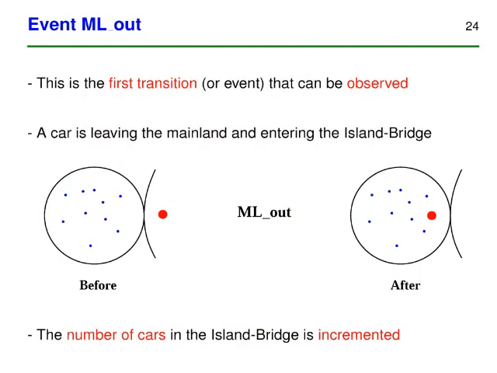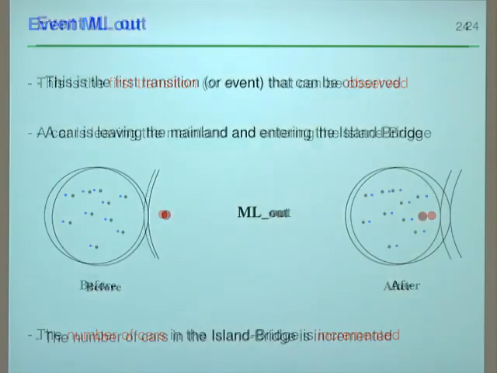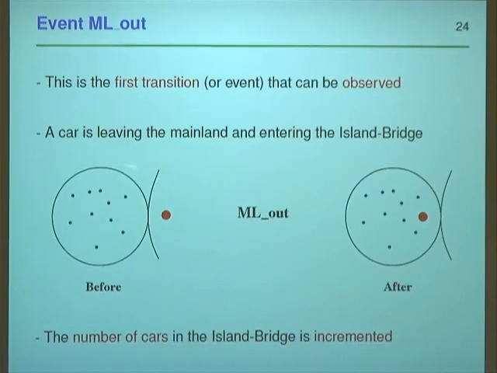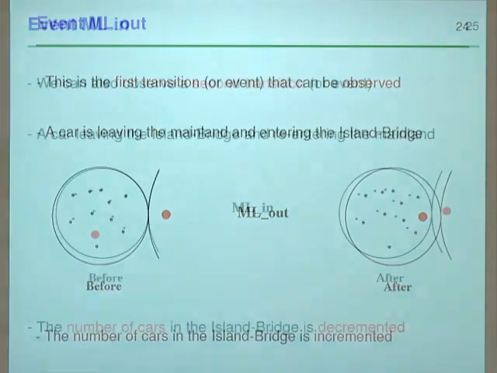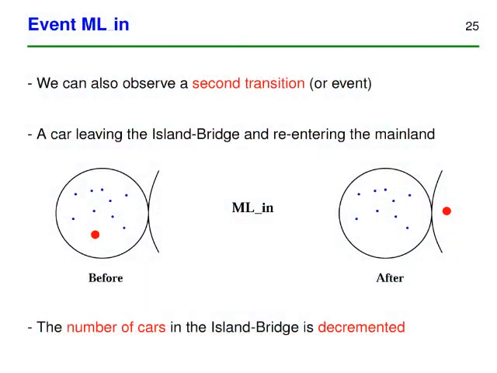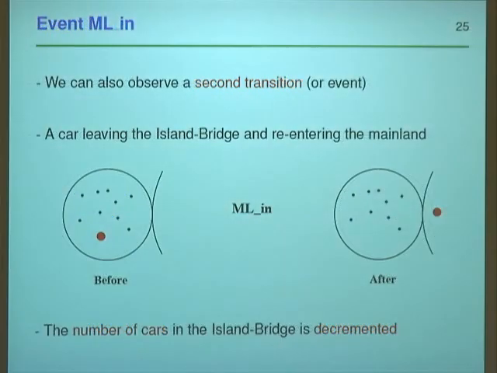So now we have the story about ML out, mainland out. So we look at before and after, like in Hoare logic, so to speak. Before, we have a car here in the mainland and the ML out, and then this car is now inside the island bridge. And so the number of cars in the island bridge is just incremented. And ML in, back to the mainland, is exactly the opposite. The number of cars in the island bridge is decremented. So it's totally trivial. We can define very simply our two events, just an incrementing and decrementing.